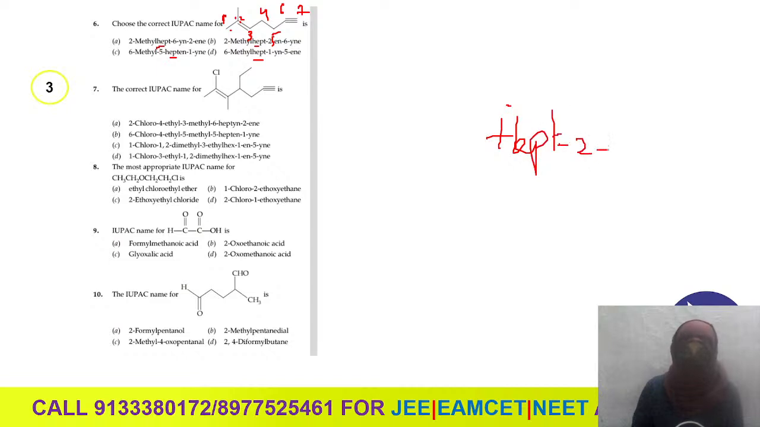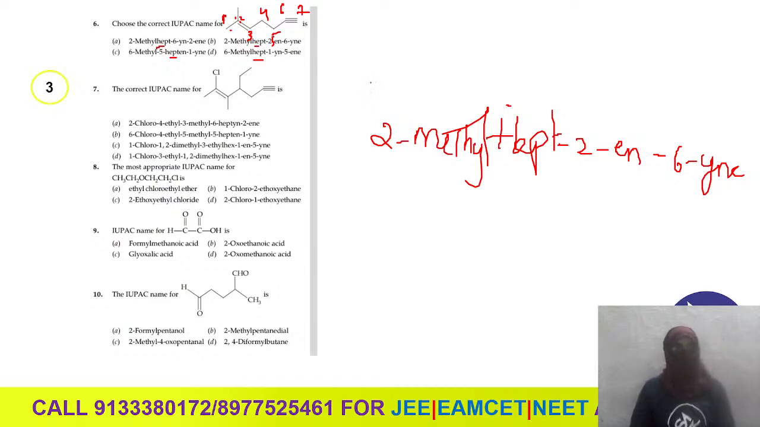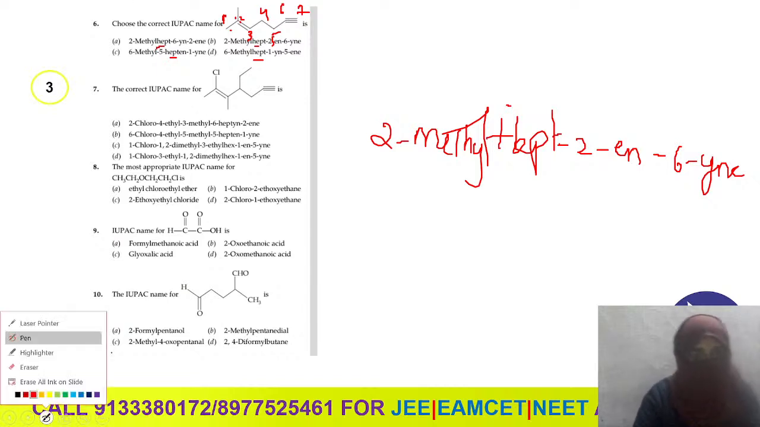Double bond is at 2 position, 2-ene, and triple bond at 6 position, 6-ine, and at 2, methyl is there, 2-methyl. Let me just check. My answer is matching where 2-methyl hept-6-ine-2-ene, 2-methyl hept-2-ene-6-ine.